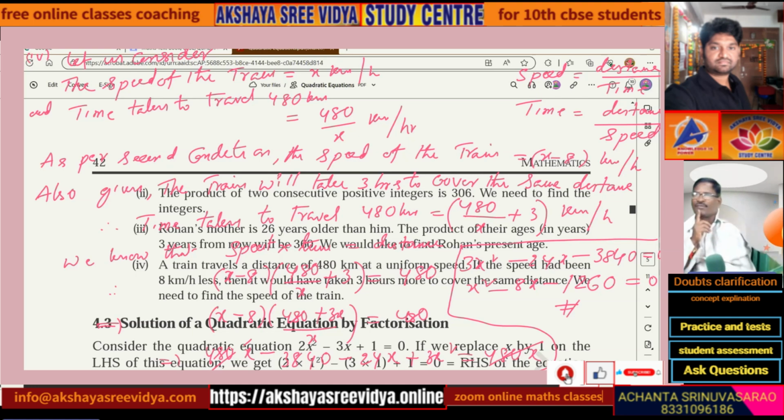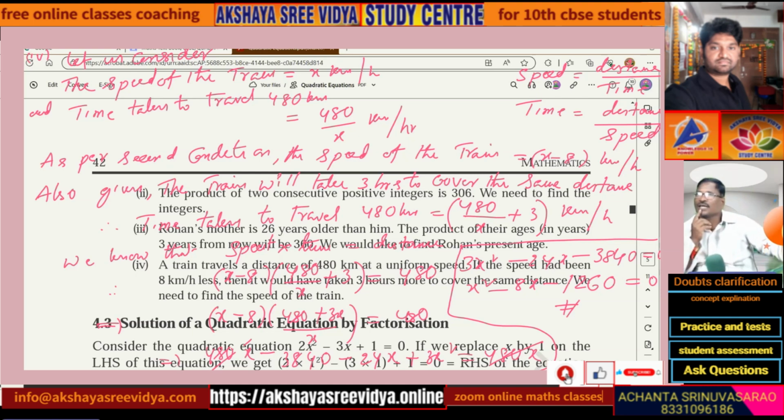The time taken to travel 480 kilometers is 480 by x. The total distance is 480 kilometers. Distance is equal to speed into time. The speed of the train is equal to x kilometers per hour. As per the second condition, the speed of the train is x minus 8 kilometers per hour.